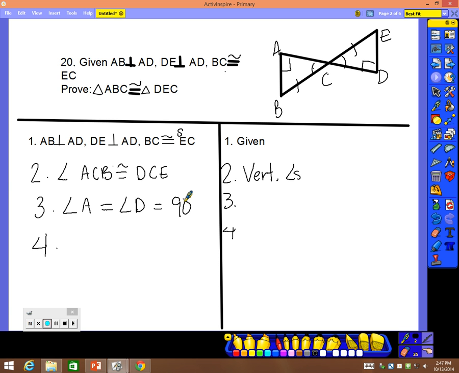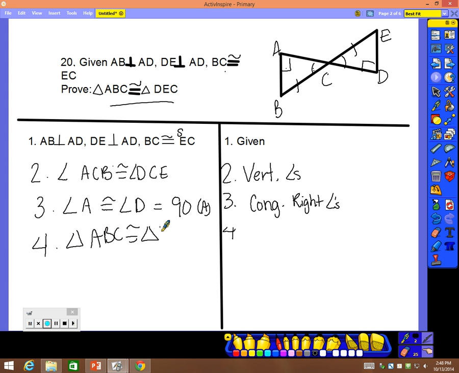I'm going to do this two steps in one, and I'm going to say congruent right angles. Isn't that what we know, that right angles are congruent? And now I have another side, angle. So I have an angle, and a side. Angle, angle, side. I'm actually ready to prove triangle ABC congruent to triangle DEC by angle, angle, side.